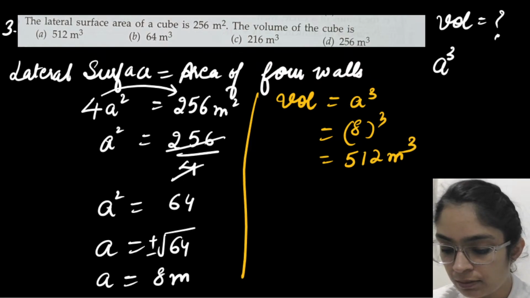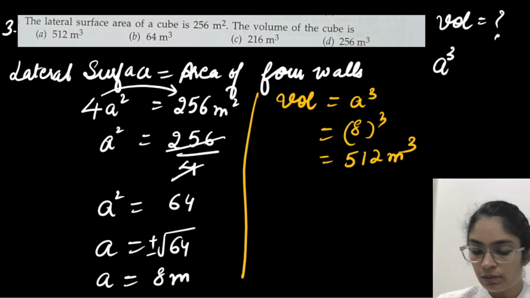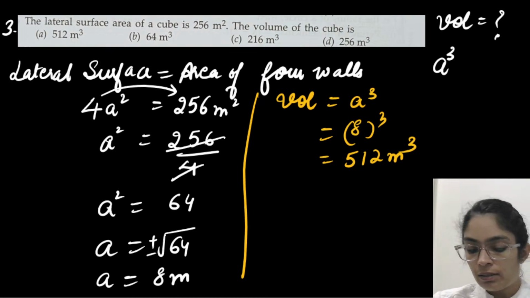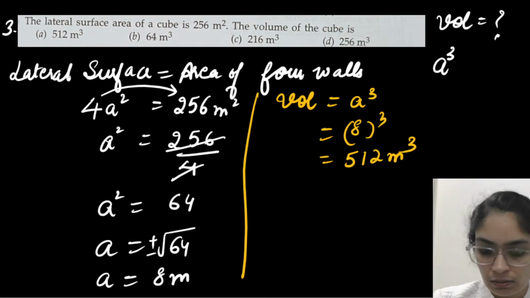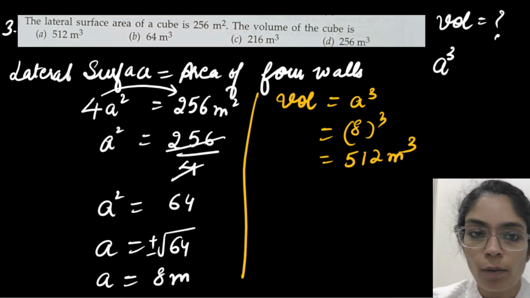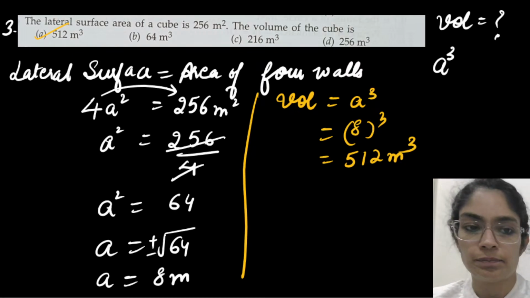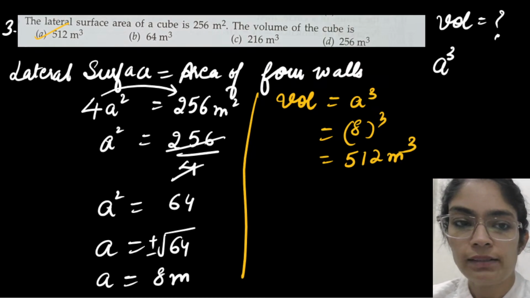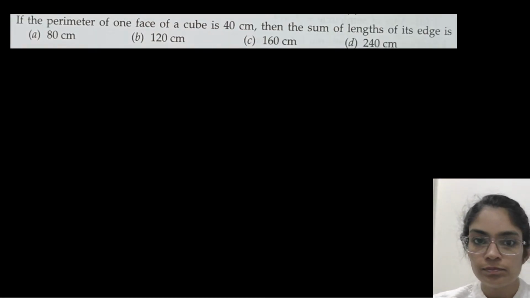Yes, so correct answer. Then Fatah has also given the answer. Adarsh and Ritu have also given the answer. C option is not the answer. It is A, 512 meter cube, not C. Option A is the correct answer. Let's do the next question.